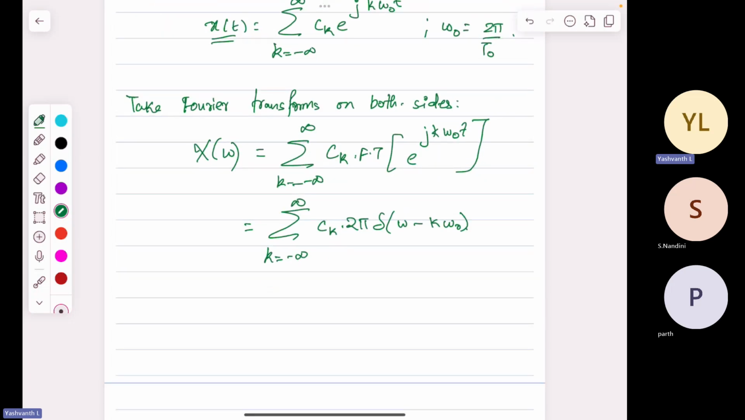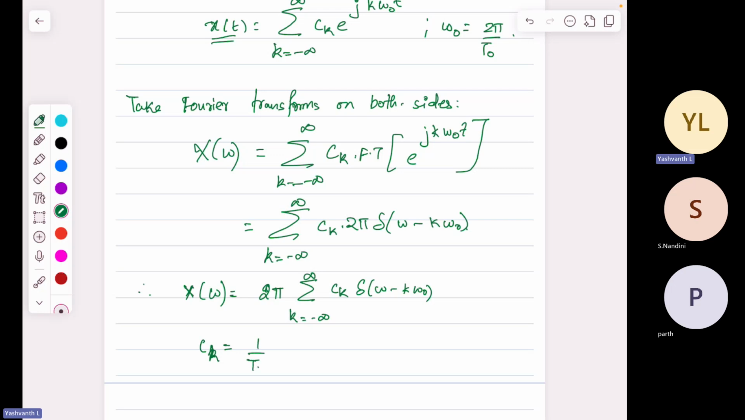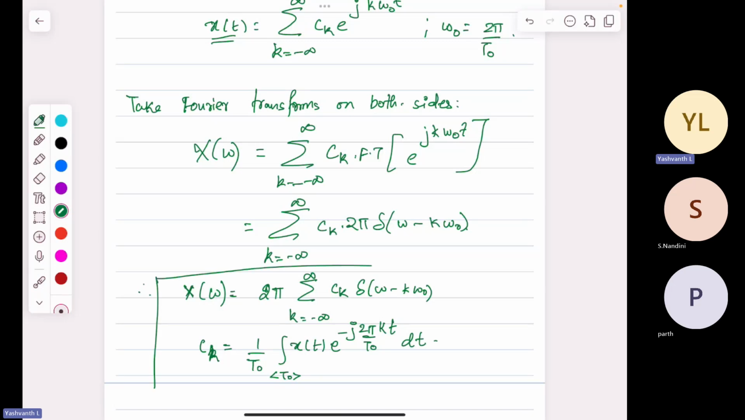Therefore, this is the simplified formula for the Fourier transform of any continuous time periodic signal: 2 pi into the summation k equal to minus infinity to plus infinity of ck into del of omega minus k omega naught, where ck is the Fourier coefficient, 1 by T naught times the integral over one time period of x of t e power minus j 2 pi k t by T naught dt. This is basically the simplified expression.